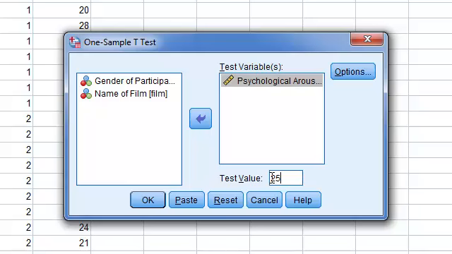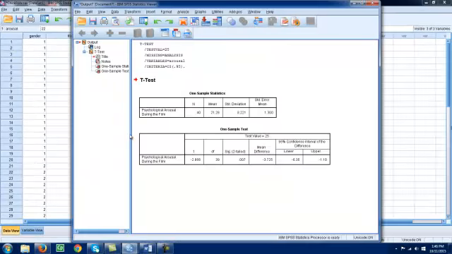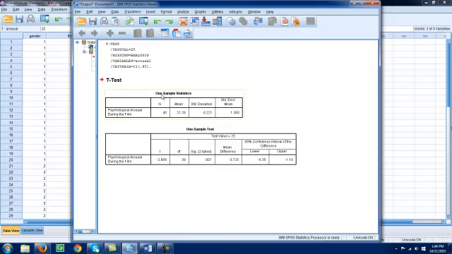You could have some expectation and test it against that, so there are some different things you can do here. Here we're going to test our sample against the population mean of 25 and see if these are different. We hit OK, and we get a couple of different boxes. We get our descriptive statistics, so we know our n, our mean, standard deviation, standard error of the mean, and then here we have our t-test statistics.